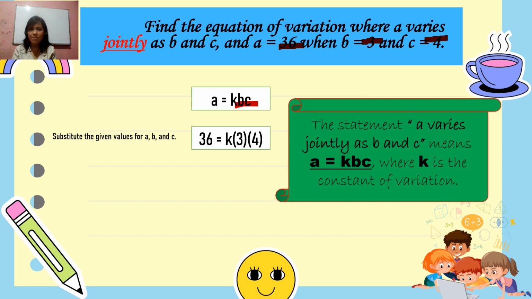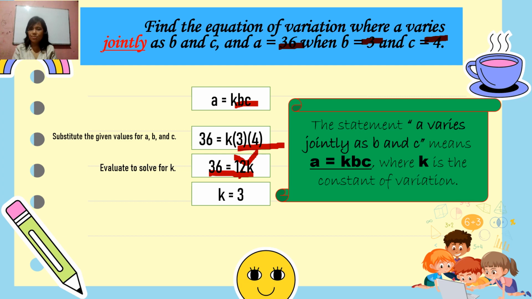So we have now 36 equals K times 3 times 4. Now 3 times 4 is 12. So we have 12K. Now, to solve for K, we just need to divide both sides of the equation by 12. We're going to have K equals 3. That is 36 divided by 12.